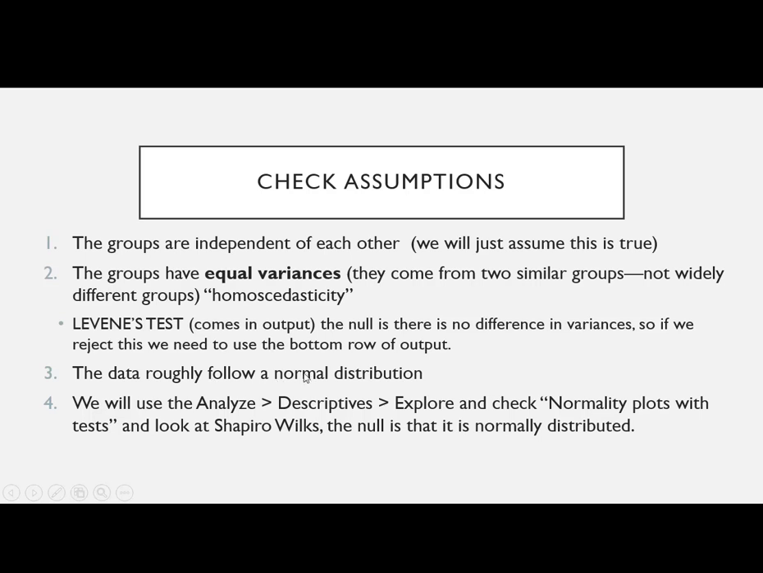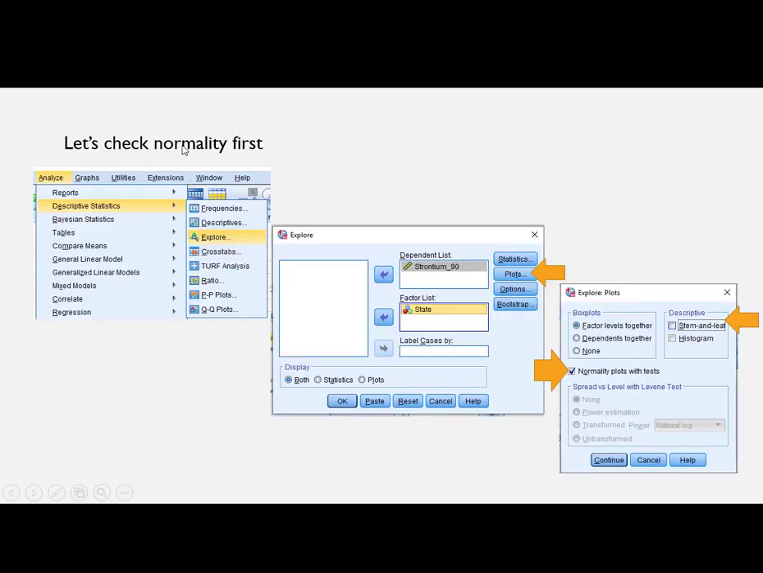The data roughly follow a normal distribution, which we're also going to check. We're going to use Analyze, Descriptives, Explore, and check Normality plots with tests and look at Shapiro-Wilk. The null is that it is normally distributed. All right, so let's check normality first.